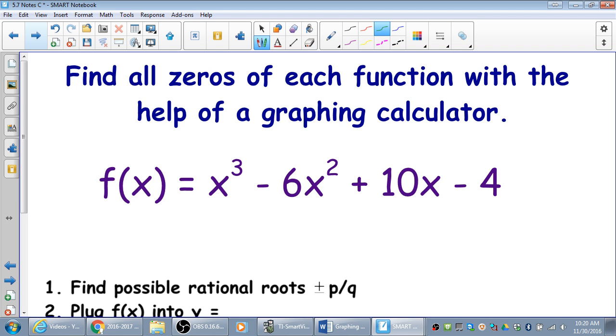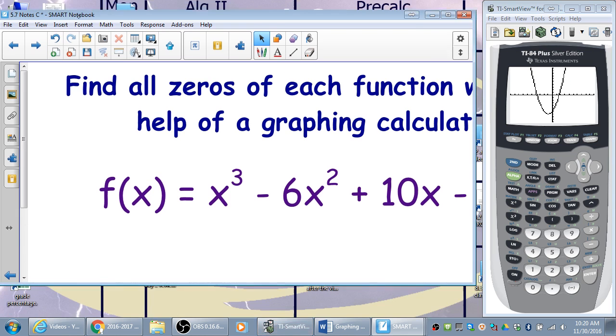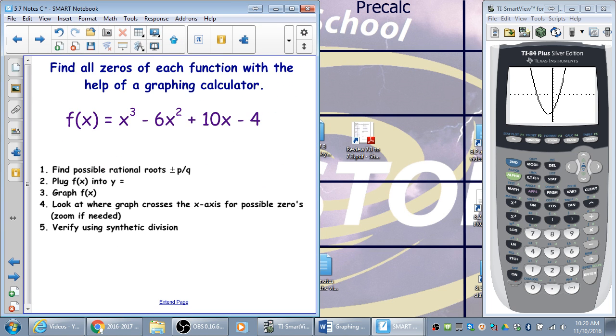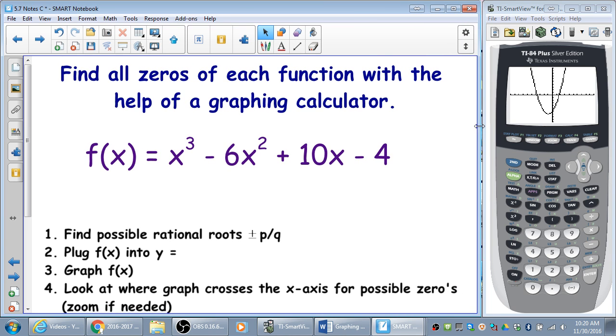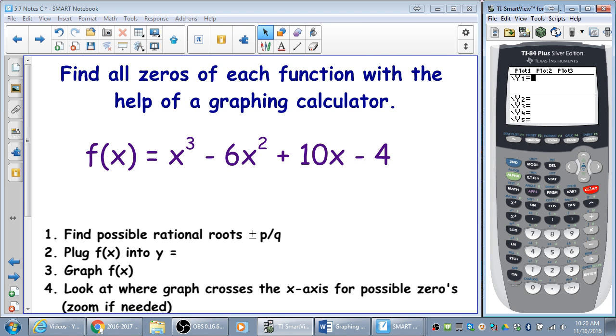Find all zeros with the help of a graphing calculator. Where's the, oh, it's already open. Cool. That graph, there we go, got it. Y equals, clear that out. X to the third, and you have to arrow over to get out of that power. Minus 6x, there's a squared button off to the left. They do provide you a square button. Plus 10x, no, not squared. Oh good, it didn't register anyway. And then minus 4.